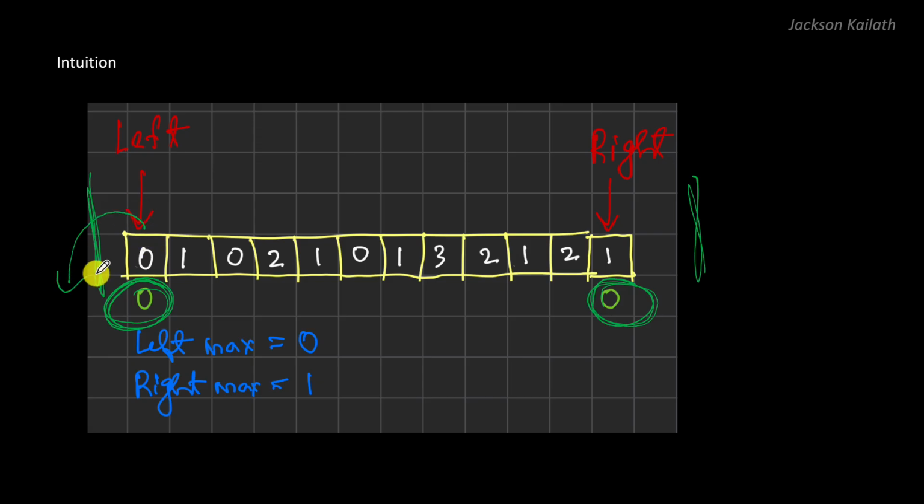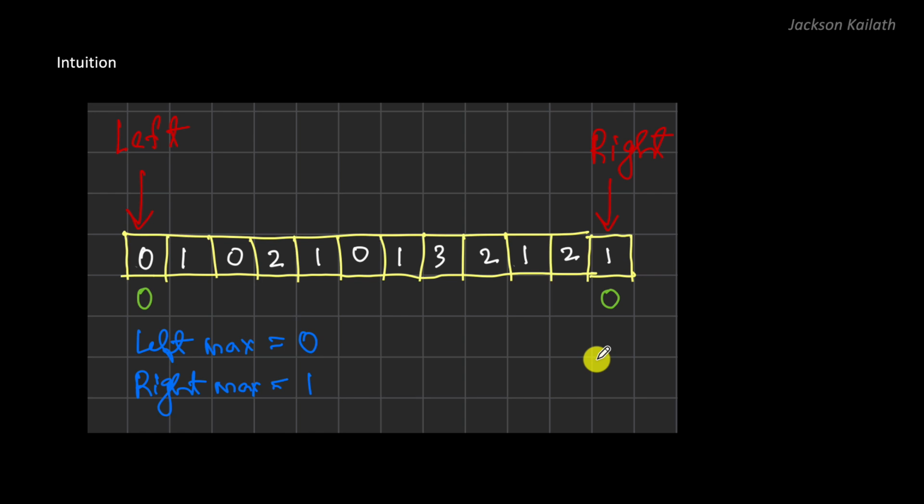So any water would just spill out. Okay, so that's why we will not be able to store any water in these 2 far extreme positions. Now let's proceed and see how we can solve this question using 2 pointers and without any auxiliary arrays.